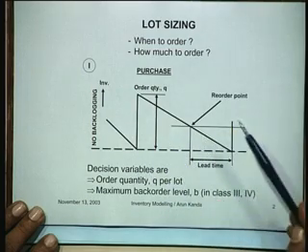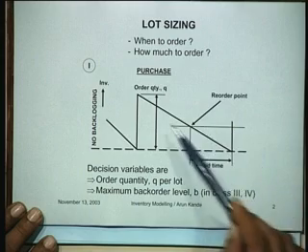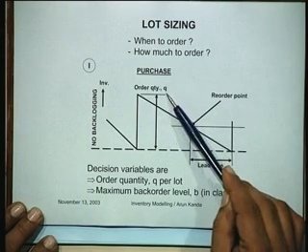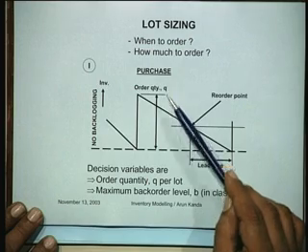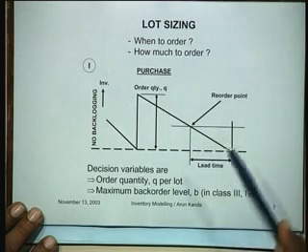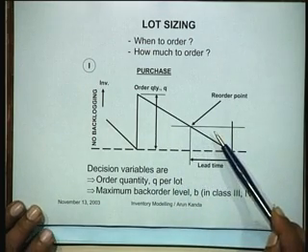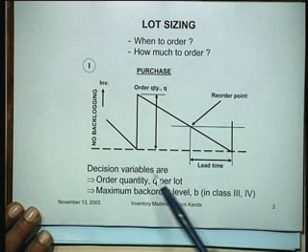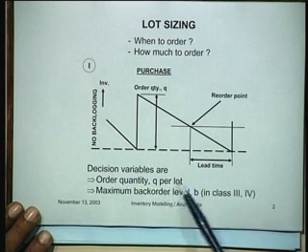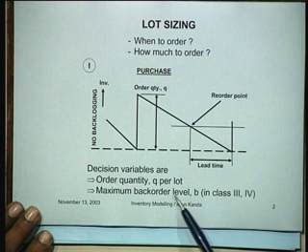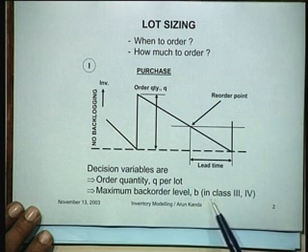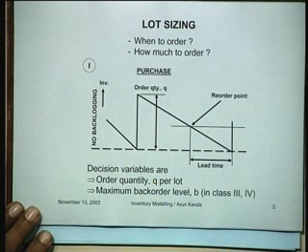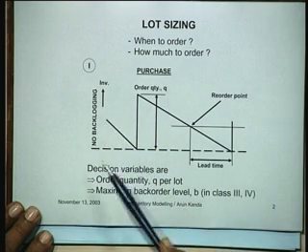And what are our decisions? Our decisions in the purchase situation are to identify what should be the order quantity Q, such that the total cost is actually minimized. That is what it is. In a general sense, the decision variables are the order quantity Q per lot and also the maximum back order level B, which we will consider in classes 3 and 4. This is the first case that we are considering when we are not allowing any back orders to take place.